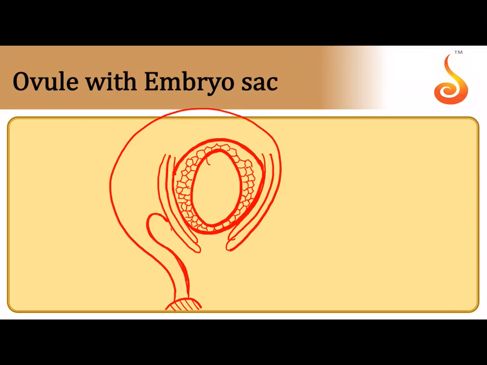Okay. Then I told you antipodals. I'm showing you the embryo sac now. What did we label these three cells? Antipodals. Then the large cell in the center, the central cell. It has two nuclei. What are the two nuclei? The polar nuclei.